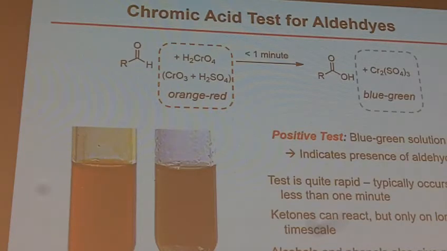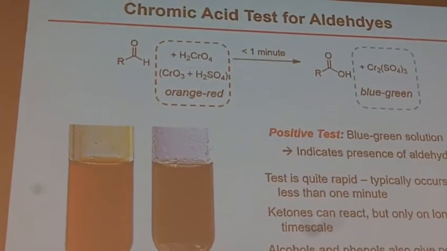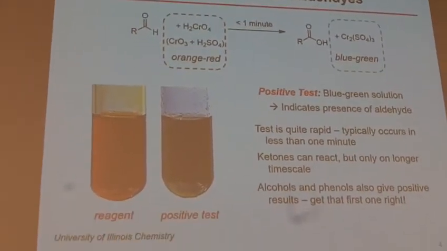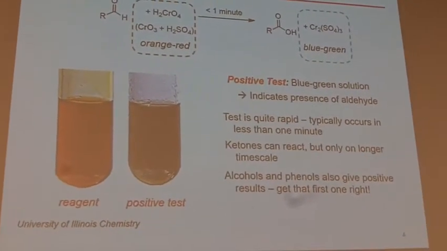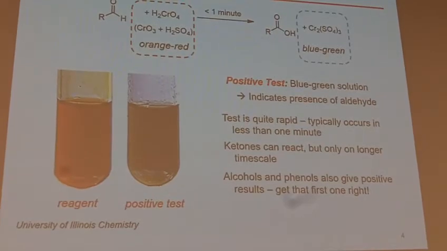So you want to make sure your DNP test results are good. Make sure that you got a positive for the DNP test, and it wasn't something like acetone in your test tube or something like that that gave you the positive result. So don't cross-contaminate with acetone or any other possible ketones. All alcohols as well can give a false positive, and phenols. So just make sure you're really careful not to contaminate your test.